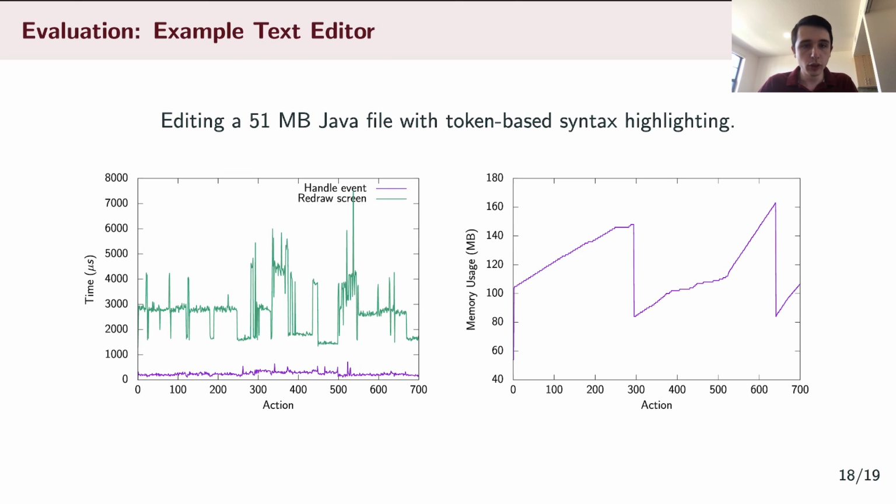And then, as a full application example, we have a text editor, and here are some statistics showing what the memory usage and reparse time was for a 51 megabyte Java file. So we stay below 5 milliseconds in general, including redrawing the screen and handling the event. And then our memory usage, most of this is going to be the 51 megabyte actual file, and then it seems we have about 80 megabytes of actively used objects, and the garbage collector runs every once in a while and removes all the garbage down to 80 megabytes.